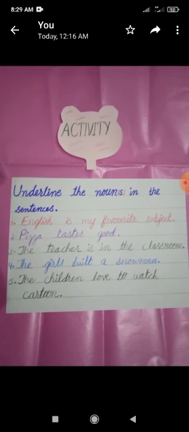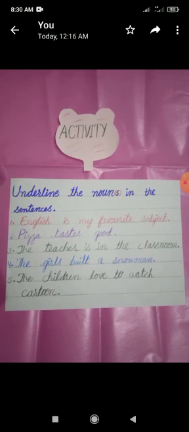There is another activity that is underline the noun or nouns in the sentences. It can be one noun and it can be more than one noun in the sentences. So you have to read the sentence. You have to check whether there is a name of person, place, thing or animal or bird. Then you will underline that word. Sentence number 1 is English is my favorite subject. So here English and subject, these are two nouns. Pizza tastes good. Here we have a single noun that is pizza.